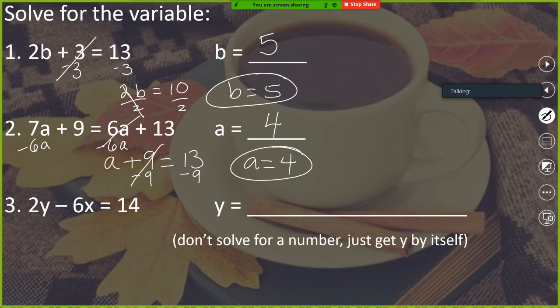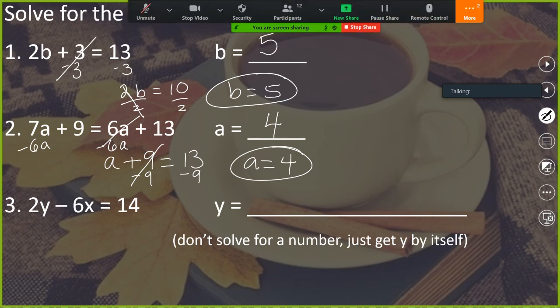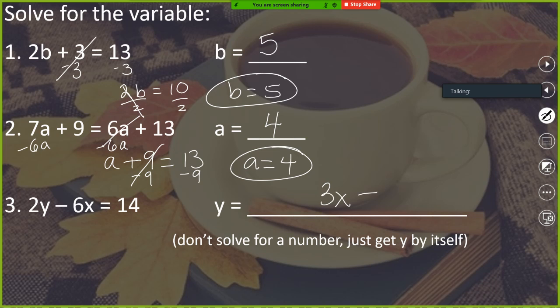All right, for the last one, you have 2y minus 6x is equal to 14. Now, you can't get a numerical answer. When we get y equals, we just want to get y by itself and understand what that equation would look like. What'd you get, Nathan? Y equals 3x plus 7. Good. So you would add 6x to both sides.